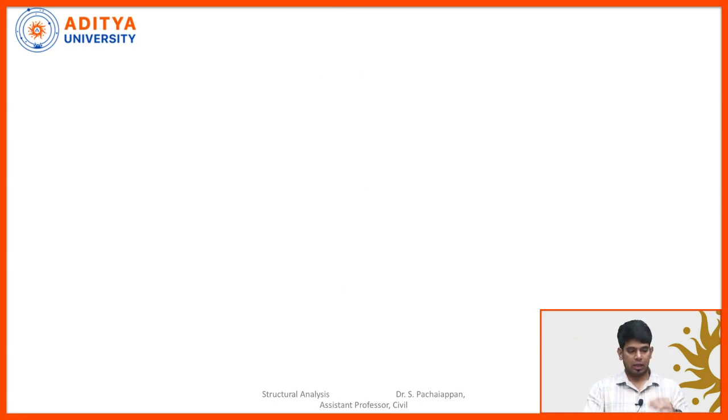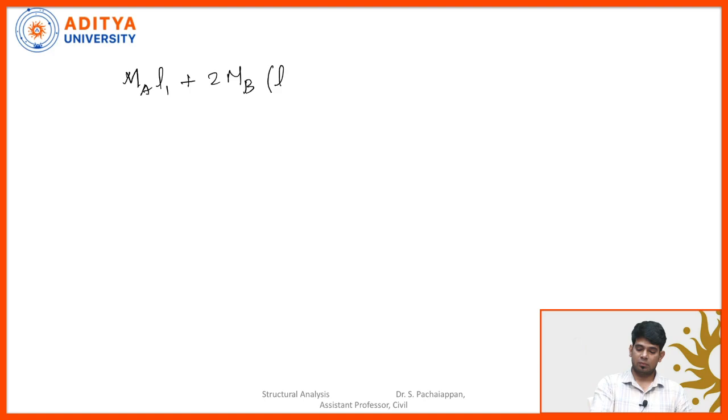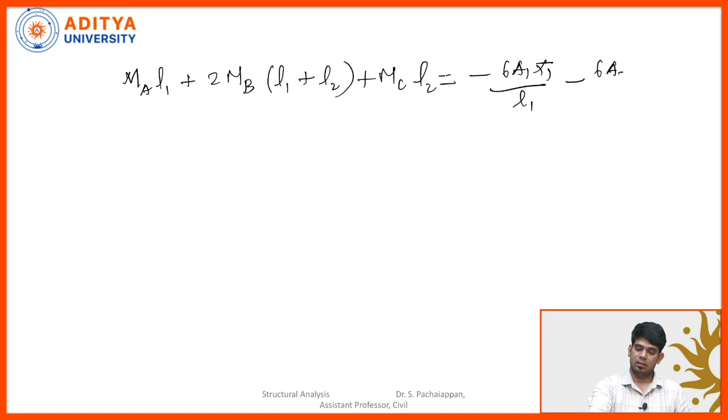Now, I am going to apply the theorem of three moment equation. Let's say this is MA L1 plus 2 times of MB (L1 plus L2) plus MC L2 equal to minus 6 A1 X1 bar by L1 minus 6 A2 X2 bar by L2. Now, simply I can put MA is 0 and then MC is 0.